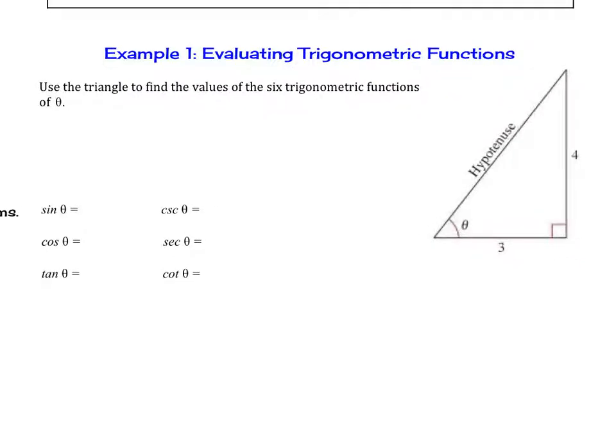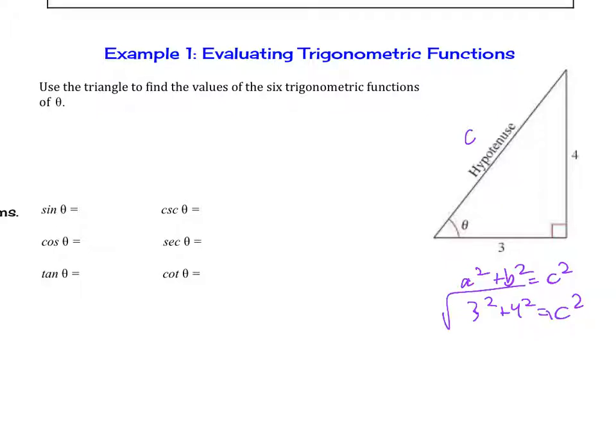So we have sine of theta, cosine theta, tan of theta, cosecant theta, secant of theta, and cotangent of theta. So we know 3 and we know 4, and then we need to figure out the hypotenuse. In order to find that, we know that the hypotenuse is our c value. And remember the Pythagorean Theorem, a squared plus b squared equals c squared. So we can plug in what we know. 3 squared plus 4 squared equals c squared.